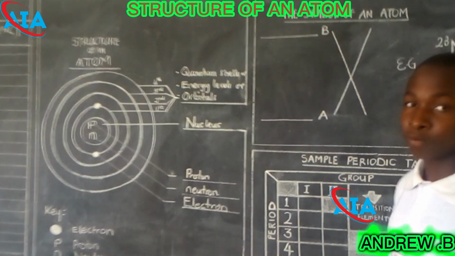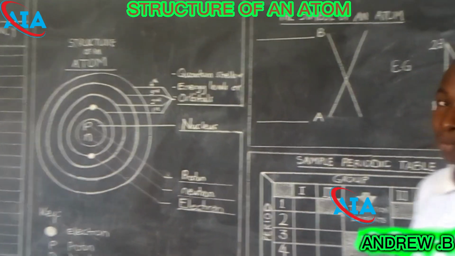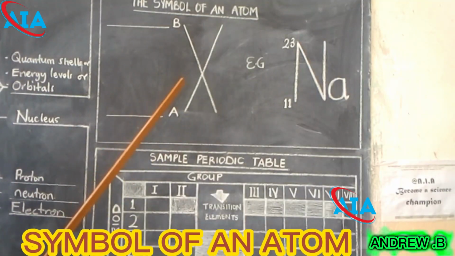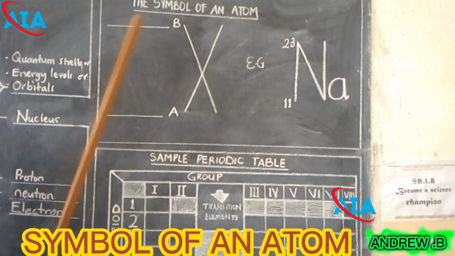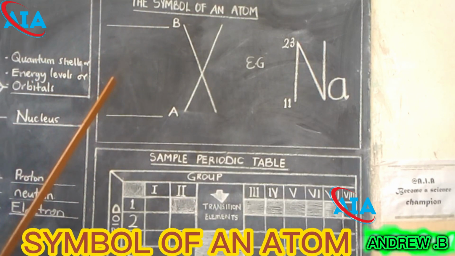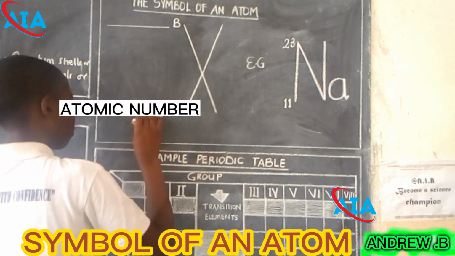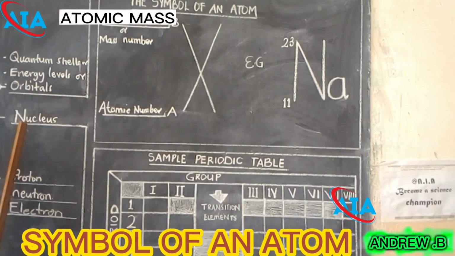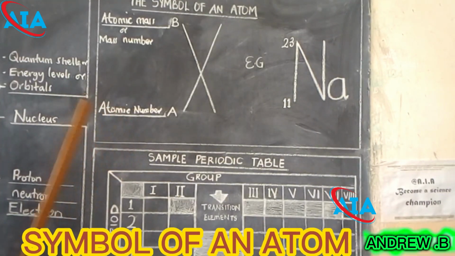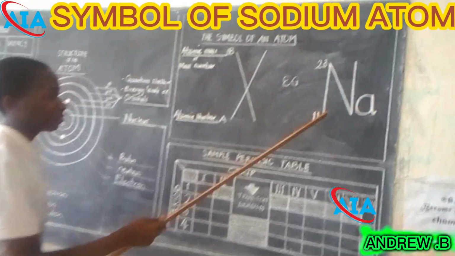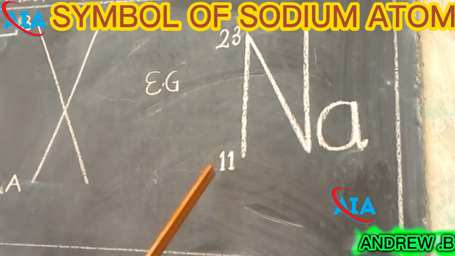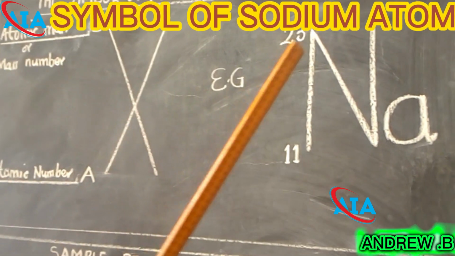Congratulations to you who have been able to label the parts. If you have not been able to label the parts, please pay attention. An atom in chemistry is represented like this: A, X, Z. Are you able to identify what this represents? Compare your labels with mine and see if they are correct. For us, we used sodium, which is represented as Na. The atomic number of sodium is 11 and the atomic mass of sodium is 23.